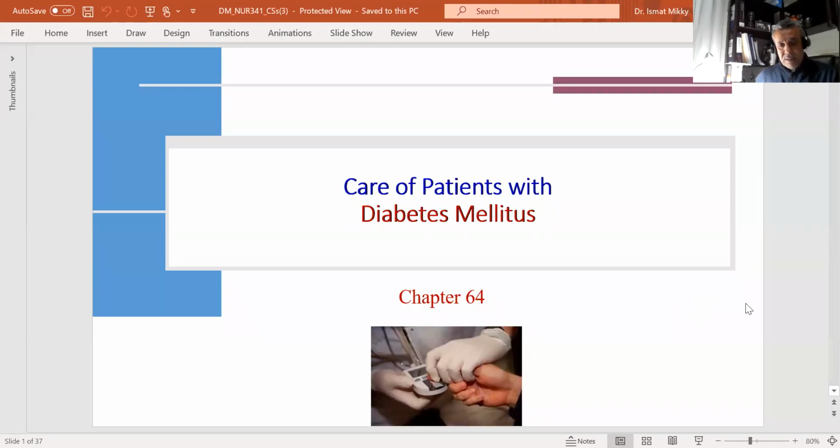Hello, everyone. So this is the lecture on the care of patients with diabetes mellitus, and this is the only topic from the endocrine system in Adult Health II.